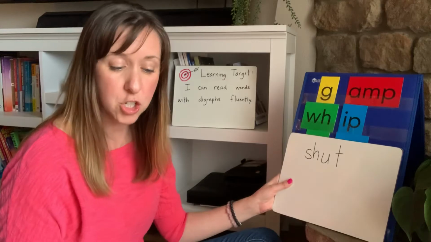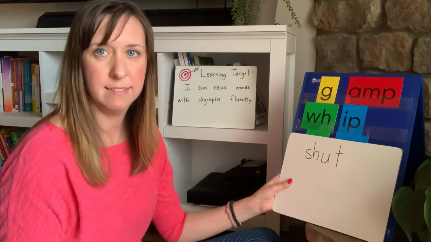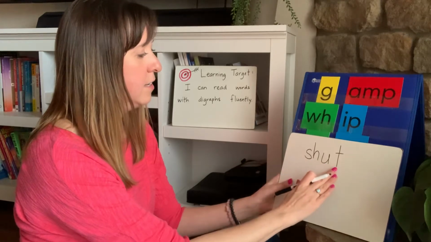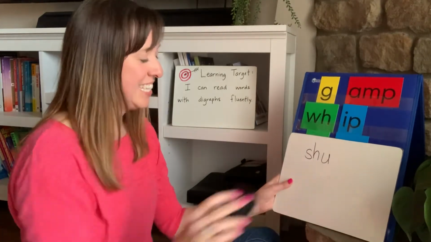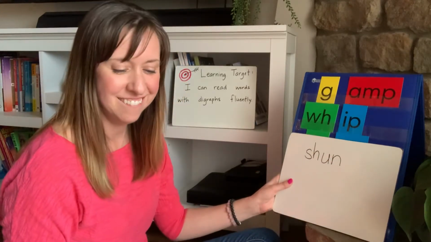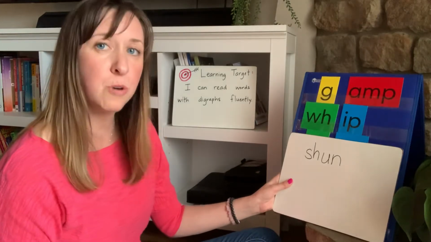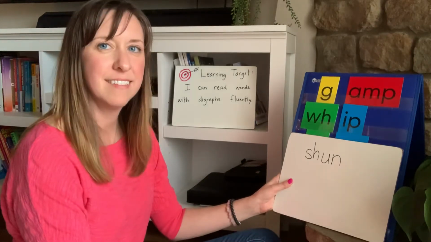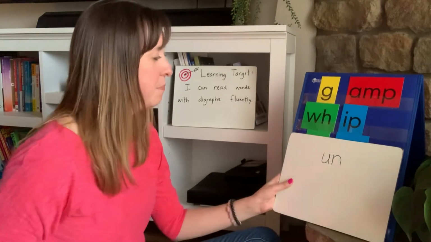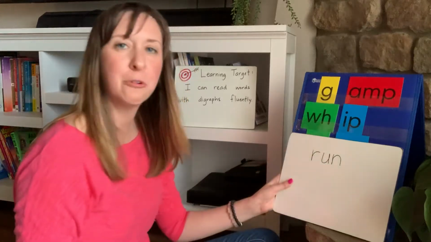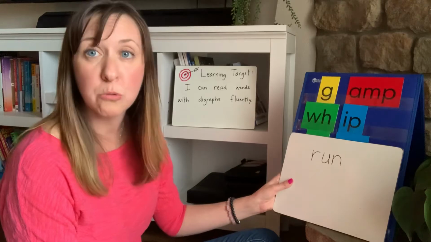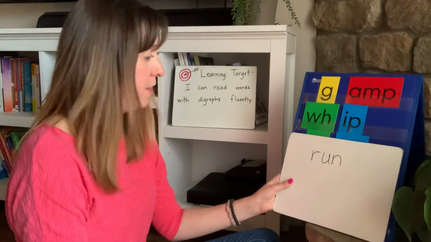Now I want you to change shut to shun. So thinking about that, that digraph stays the same. Ooh. Our ending sound changes. Shun, shun. Now change shun to run. Think about which one changes, what stays the same. Shun becomes run. See how we did that? Okay, now change run to rush. Like I'm gonna rush over there.